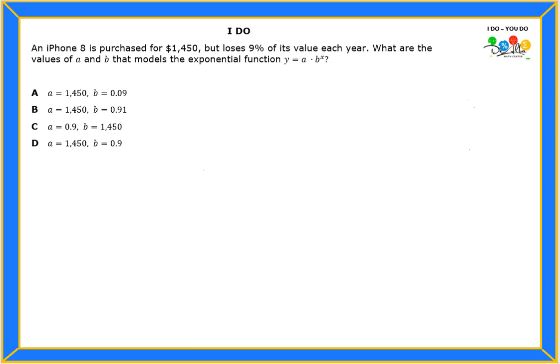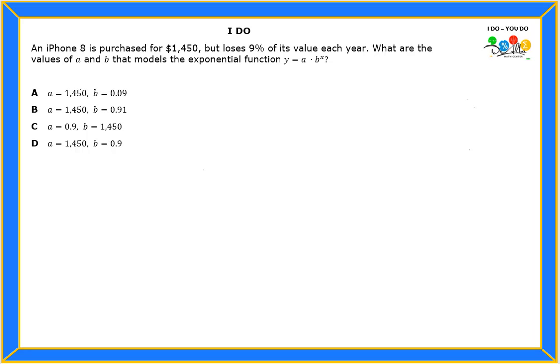Hello students, let's read the problem. It says, an iPhone 8 is purchased for $1,450 but loses 9% of its value each year. What are the values of A and B that model the exponential function y equals a times b to the x power?